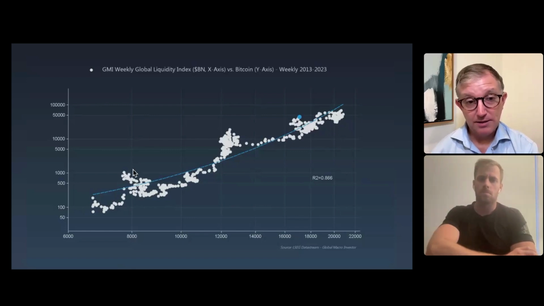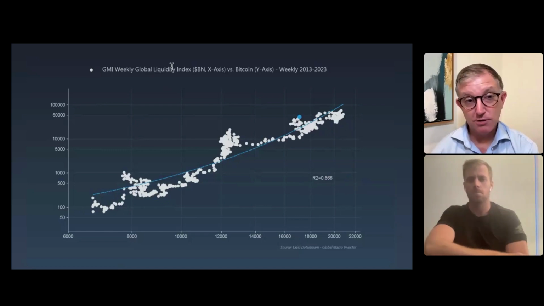Looking at this chart here, which is one put together by Raoul Pal, it is highlighting the correlation coefficient of the relationship between their version of global liquidity, slightly different to the one we're using, and Bitcoin. And it's up here nearly at 87%. So that is a very strong correlation.